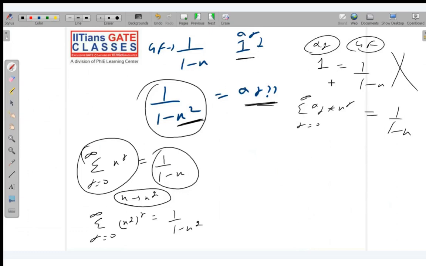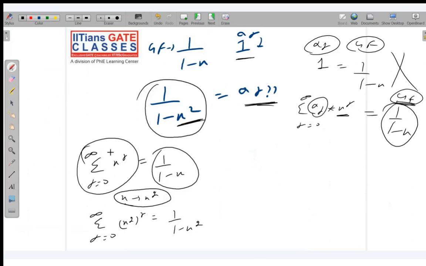Equal is what? Sigma AR multiplied by x power r is equal to 1 upon 1 minus x. So this is the generating function in closed form. The generating function is the sum of AR into x power r, r from 0 to infinity. Then we will get the generating function.